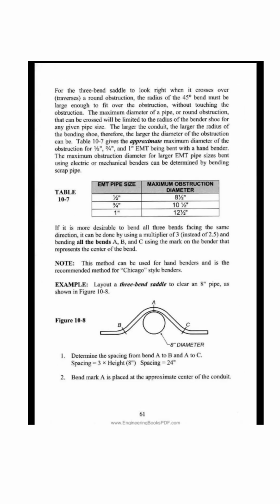For the 3-bend saddle to look right when it crosses over, traverses, a round obstruction, the radius of the 45 degrees bend must be large enough to fit over the obstruction, without touching the obstruction. The maximum diameter of a pipe, or round obstruction, that can be crossed will be limited to the radius of the bender shoe for any given pipe size.